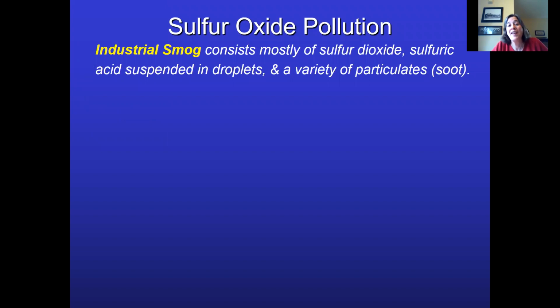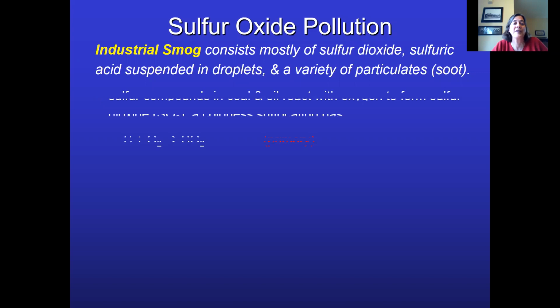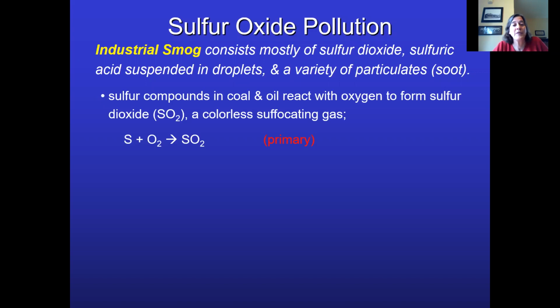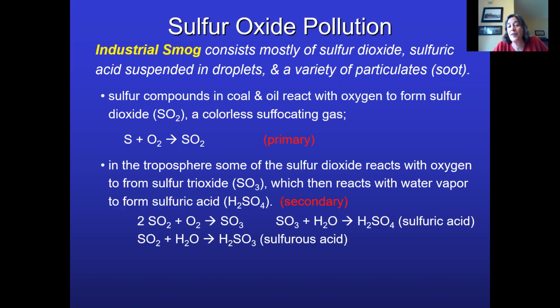So what is sulfur oxide pollution? There's something called industrial smog, and it's sulfur dioxide and sulfuric acid that comes out of factories, et cetera. Let's go through the two different types. The primary is sulfur reacts with oxygen in the combustion process, and you get sulfur dioxide. So that's the primary pollutant that goes into the atmosphere. Once it's up there, it goes through a series of reactions, and one of the main products you should be thinking about when you think sulfur pollution is sulfuric acid.